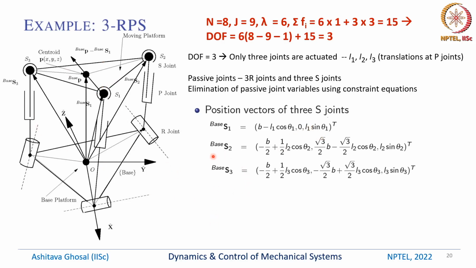Finally, we can also find base S3, which is minus b by 2 plus half L3 cos theta 3, minus root 3 by 2 b plus root 3 by 2 L3 cos theta 3, and L3 sin theta 3. This is basically simple vector algebra. We can find vectors and then we can see the components of each one of these vectors. As I said, the base is an equilateral triangle circumscribed by a circle of radius b.